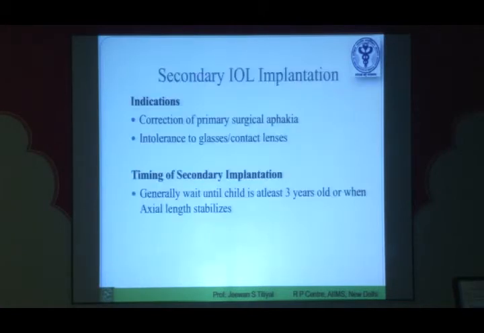A little bit on secondary implantation: the indication would be a patient who has good visual potential, and age is also a consideration. For secondary implantation, as Dr. Vijay talked about, once your keratometric and axial parameters are stable and refraction is stable, that's the age for secondary implantation. A good age will be school-going age. Before that, you have to manage with various optical devices to prevent amblyopia in these patients.